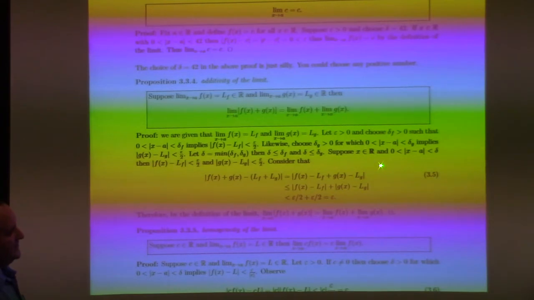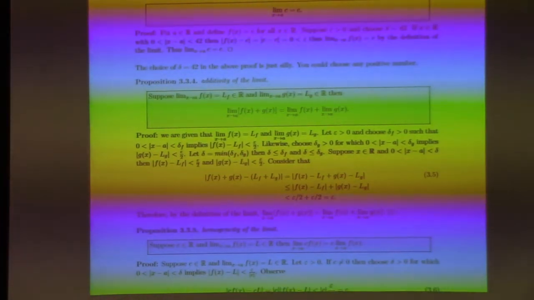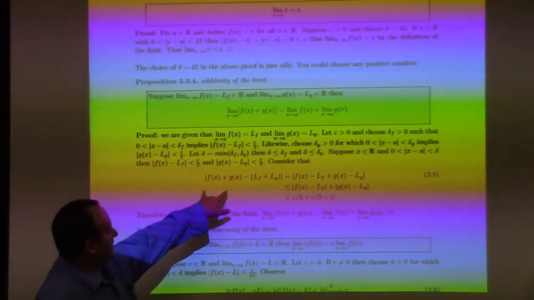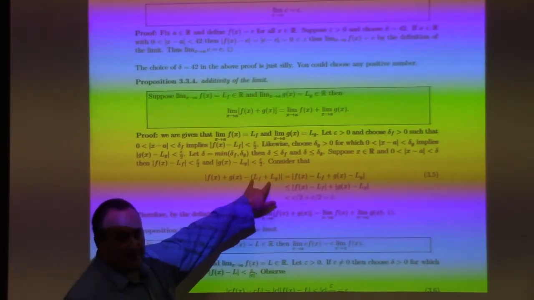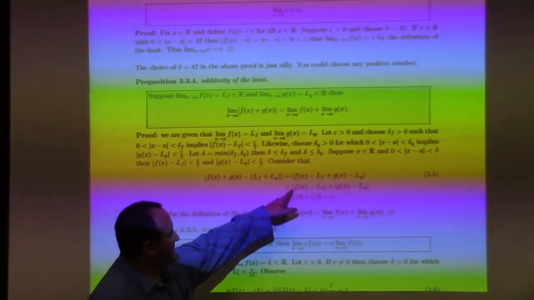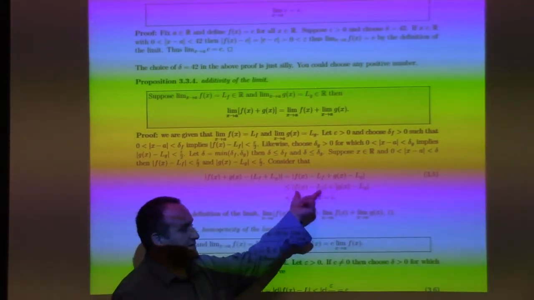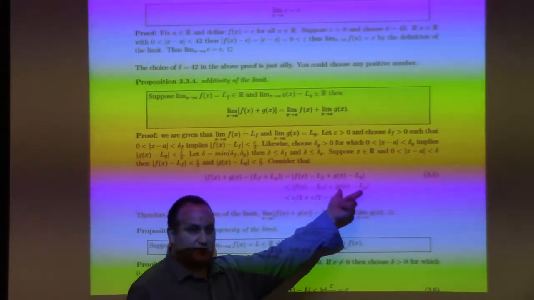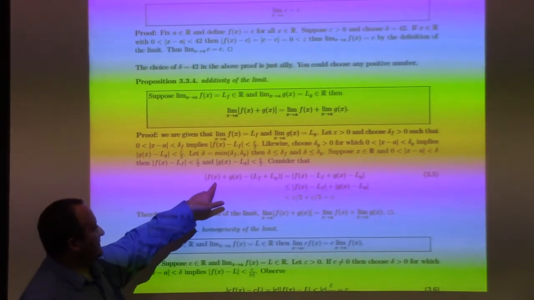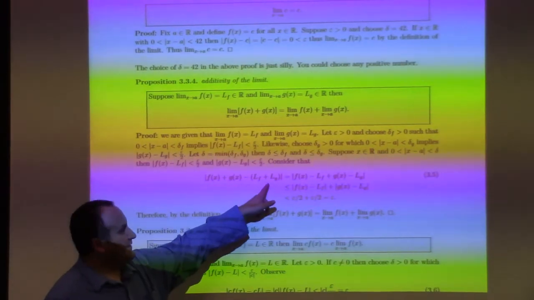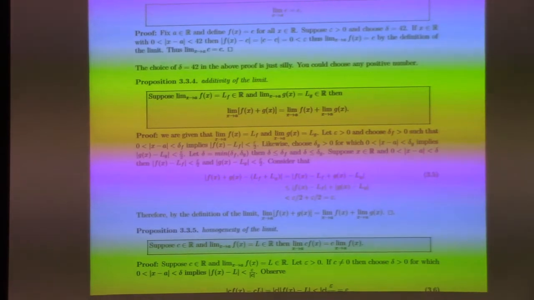I then pick a delta which is the minimum of these two things, which means that I get both of those estimates at once. Then I look at the difference of the sum of f of x plus g of x minus that sum. And by the triangle inequality, it's less than or equal to this plus that. But I've chosen delta so that this is less than epsilon over 2, and that's less than epsilon over 2, which means in sum, they're less than epsilon, which proves that the limit of f of x plus g of x is equal to L sub f plus L sub g, and that is the adding limits formula.